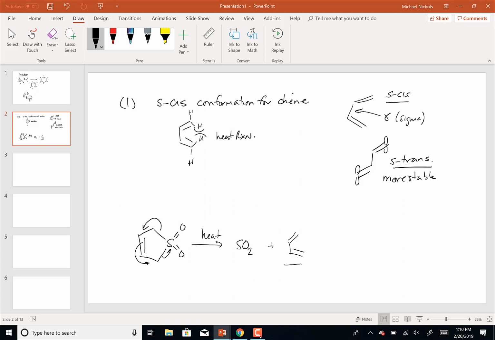If the trans conformation is more stable, why would heating it make it flip anyway? Well, because it gives it more energy to overcome any barriers. And once it goes into the S-cis, then it immediately reacts. I mean, in order to make a molecule move from a more stable into a less stable conformation, that means it has to absorb energy. That has to be an endothermic process.